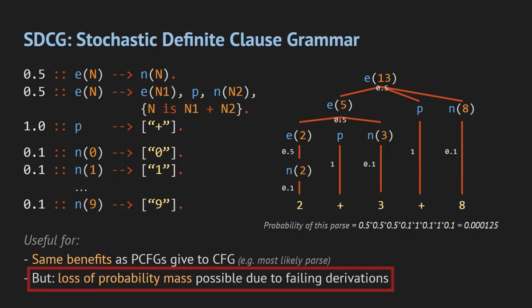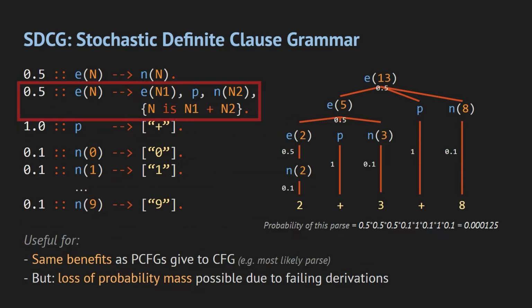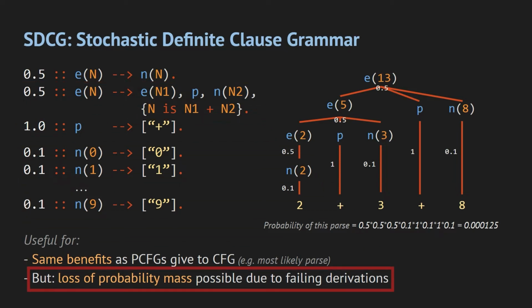This is because there are derivations that are possible that fail when the unification of arguments is impossible. But these derivations still carry some probability. And that means that there is a loss of probability mass.